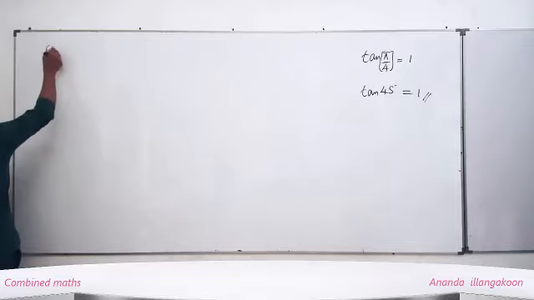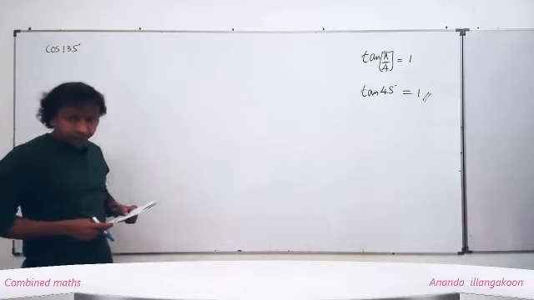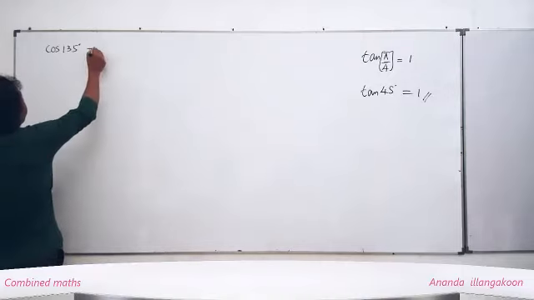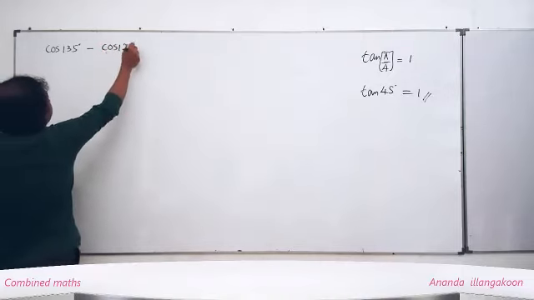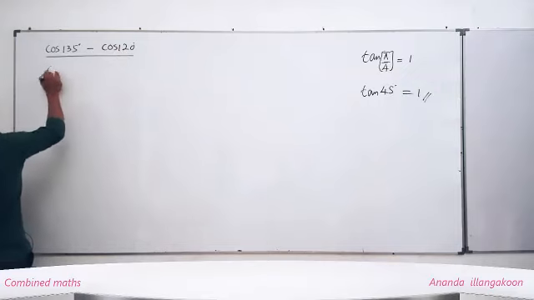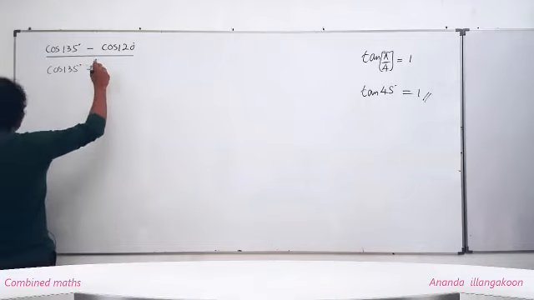Cos 135, people. Cos 135 minus cos 120, divided by cos 135 plus cos 120.